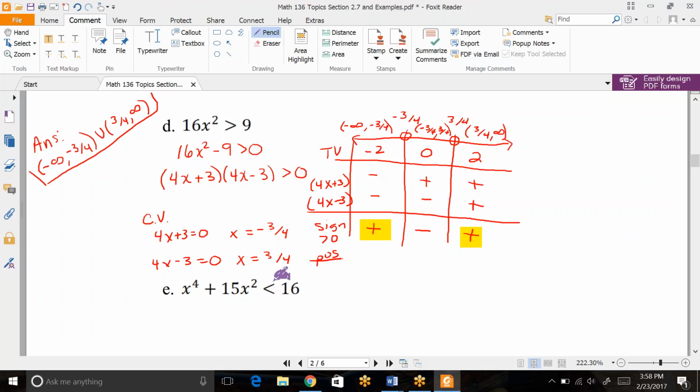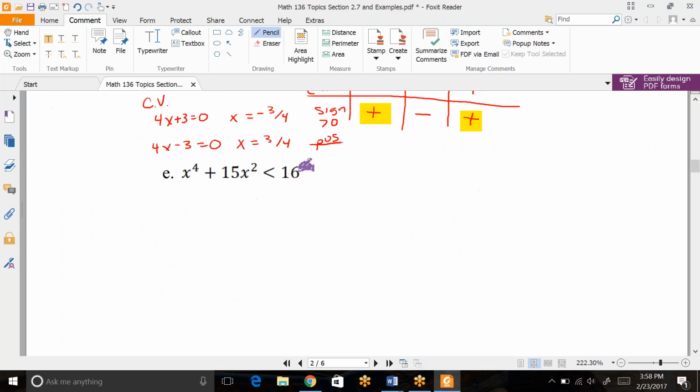Okay, let's look at E. Again, move the 16 over first, so we have this less than 0. Okay, for this scenario, we need to factor this. This has got x squared in the middle, so we're going to try to factor it with x squared and x squared. So factors of negative 16 that make positive 15 would be positive 16 and negative 1.